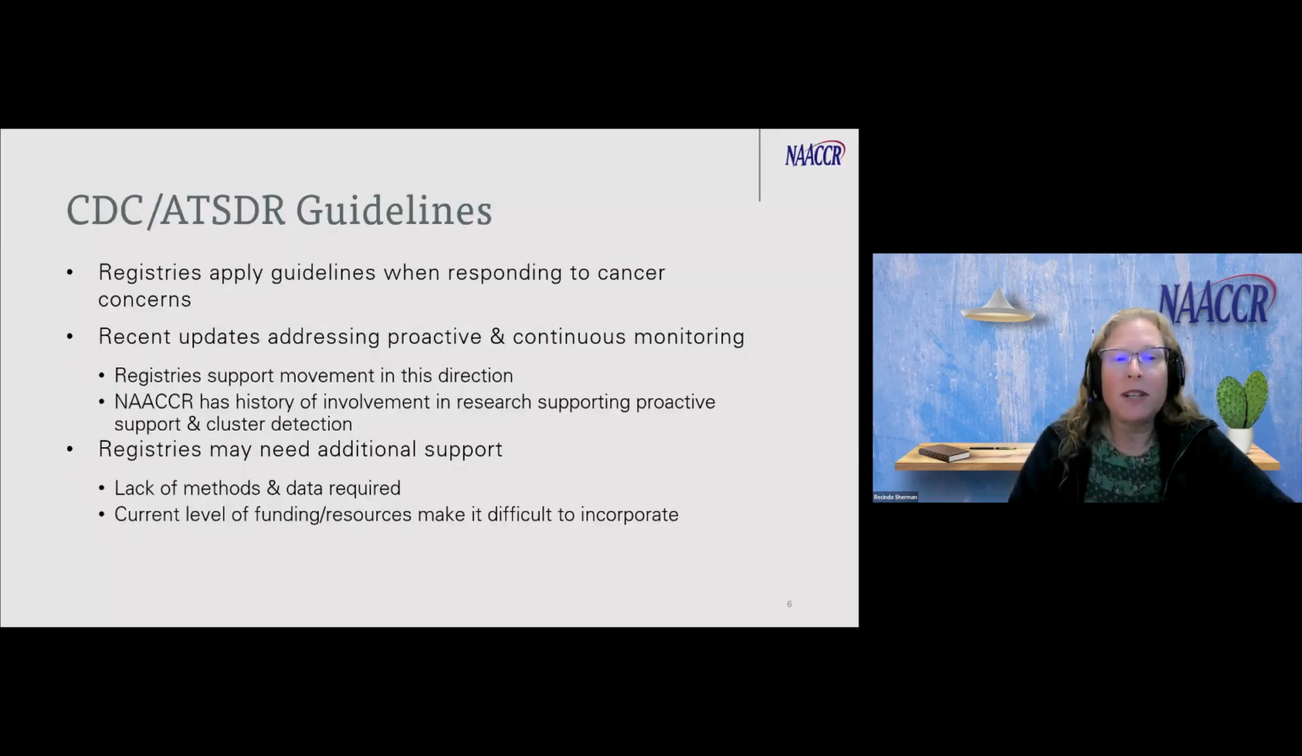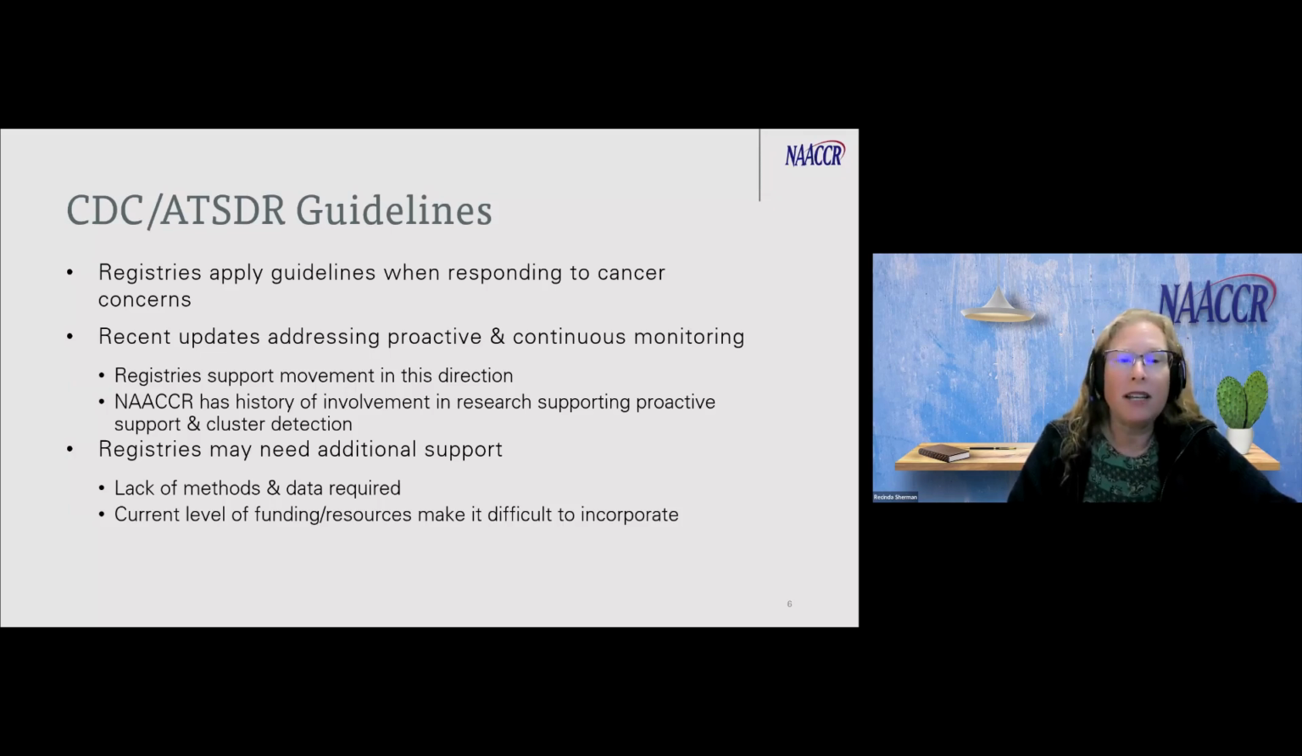So at the start of today, Stephanie Foster provided a nice overview of the CDC ATSDR guidelines and their recent updates. These guidelines are a really critical resource to try to handle some of the issues that registries and health departments encounter when they are trying to respond to a cluster investigation. And there are two components in the new guidelines that registries really support as a potential best practice, but they may not actually be able to incorporate them into their registry operations at this time.